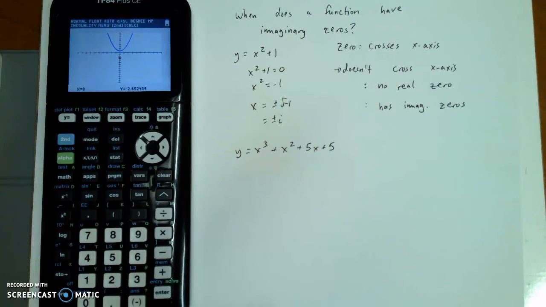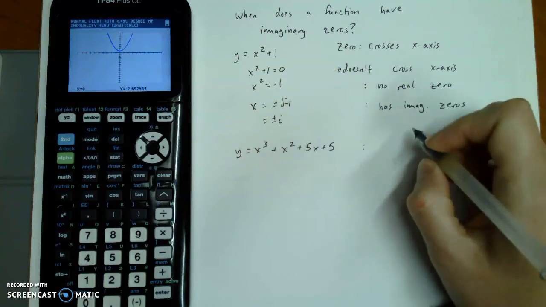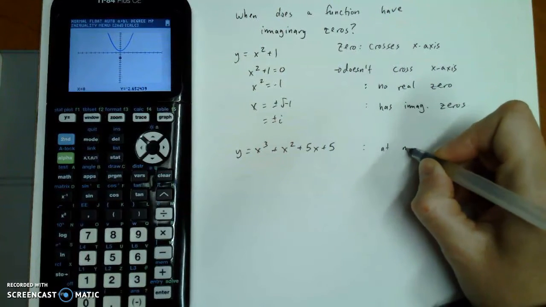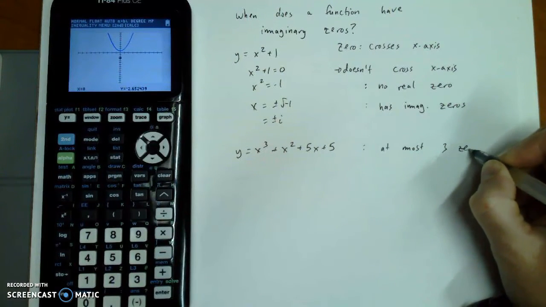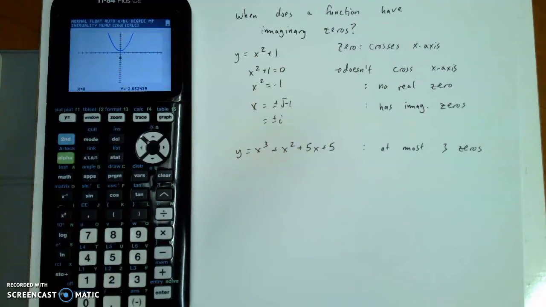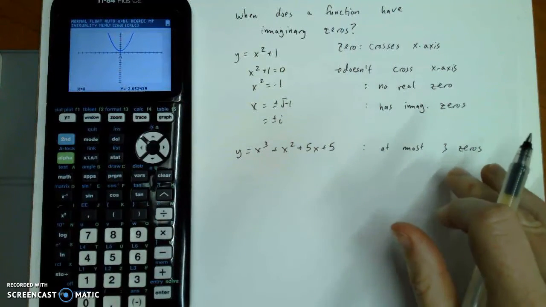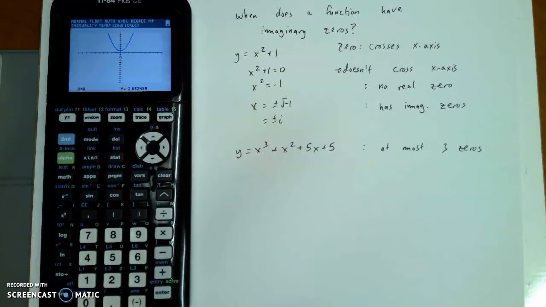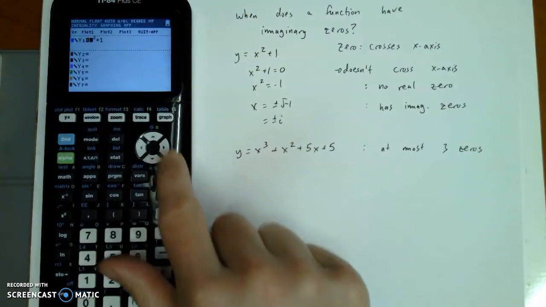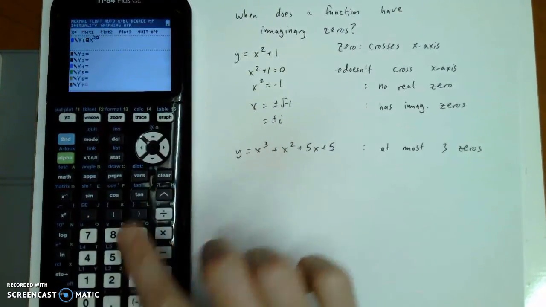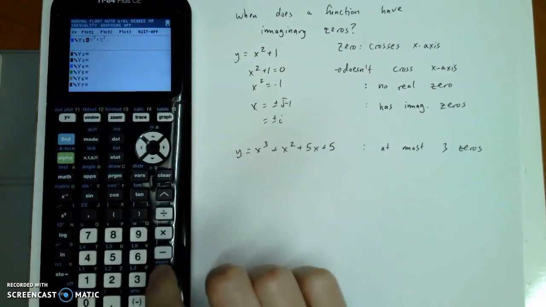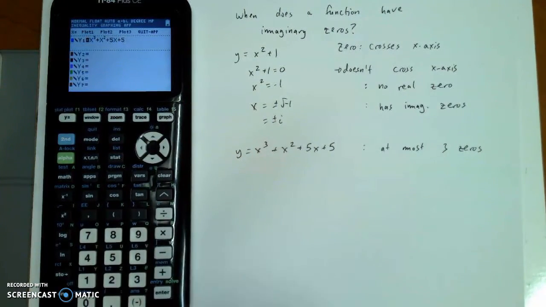Now, we've got various theorems that tell us how many zeros to expect. I'm not going to go into them in too much detail in this video, because I want to focus more on the calculator. But we do have a theorem that tells us this has, at most, 3 zeros. And again, in the level of class that I'm making this video for, I'm generally going to expect that it will have 3 zeros. They may not all be different, but I'm still expecting it to have 3 zeros. So let's go ahead and graph that function. So I've got x to the third plus x squared plus 5x plus 5. And let's hit graph.